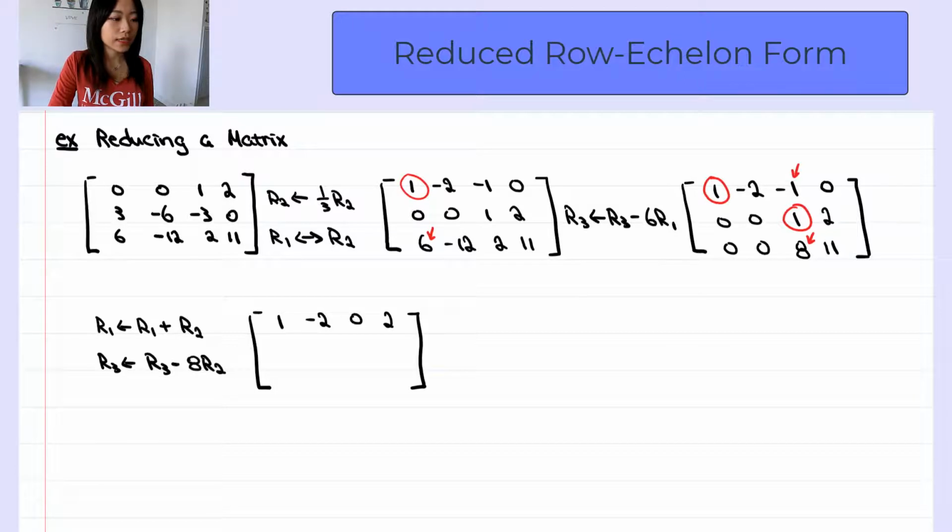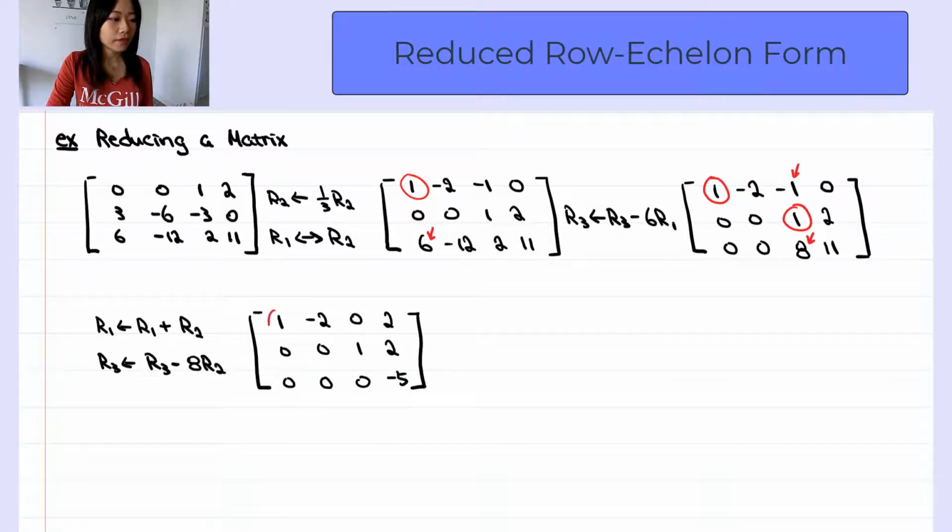And the second row remains the same: 0, 0, 1, and 2. And the third row is now the third row minus 8 times the second row. The first two entries do not change, and the third entry is 0, and the last one is 11 minus 8 times 2. So 11 minus 16, that is -5.